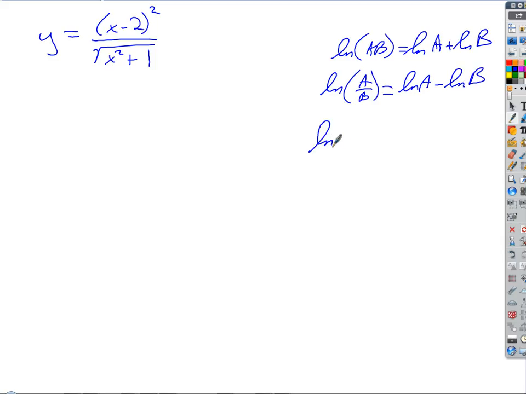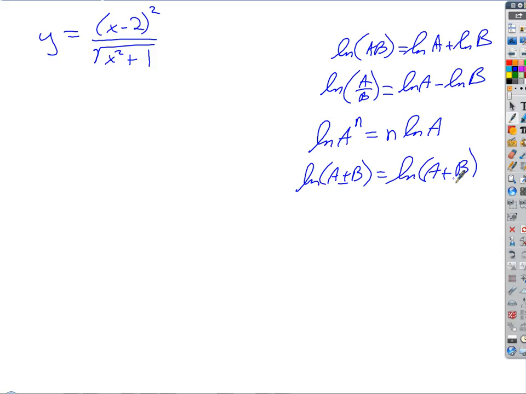And the log of a power equals the product of the exponent times the log. So it moves everything down a rung. But there is no property for a sum or a difference. Can't do anything with that. There's no place to go. Okay, but we could use these properties to our advantage here.